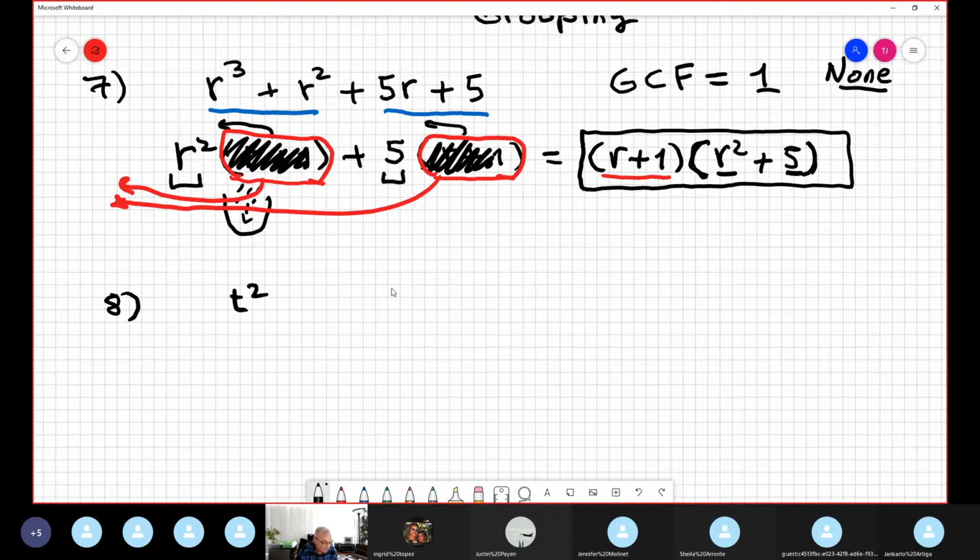t squared plus 8t plus 9t plus 72. So my first possibility is, well, I try to find the GCF in the first couple. Okay, by the way, what is the GCF in this expression? And the GCF in the second? But let's do it step by step. And the blue part, what is the GCF?